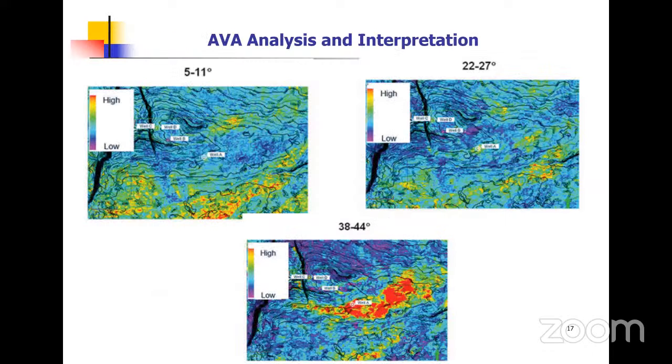So this is what we have done here. Take the near 5 to 10, 11 degrees, extract amplitude on the area of the horizon of interest, do the same thing at 22 to 27 degrees, do the same thing at 28 to 34 degrees. So you see that clearly on the far angle stack, you can see that high amplitude, which you don't see on the near.